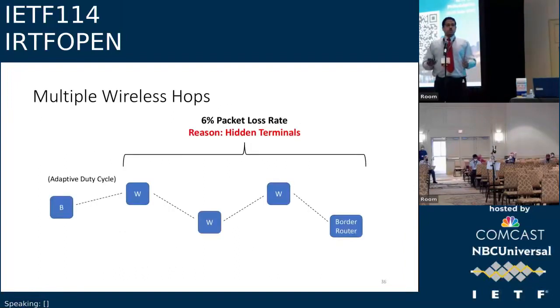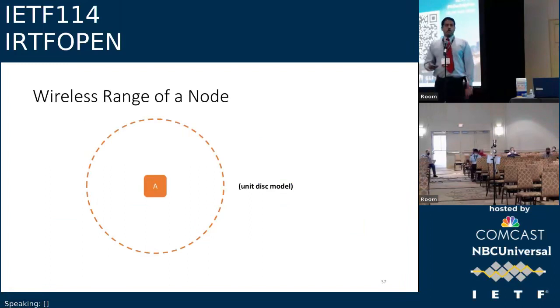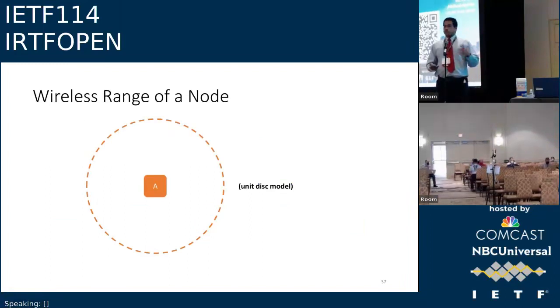So if we zoom out and look at the overall network, this adaptive duty cycle technique works well for the last hop, going from a wall-powered node to a battery-powered node. But the overall network still has to operate over multiple wireless hops to even get to that last hop. And what we observed is that TCP performs poorly over this chain of wall-powered nodes due to hidden terminals. So let me step back and go over hidden terminals to provide some background on that for those who aren't familiar with it. We can understand the wireless range of a node as looking something like this.